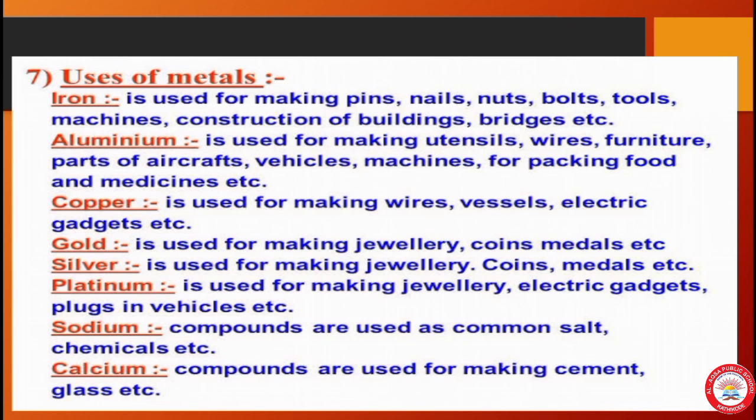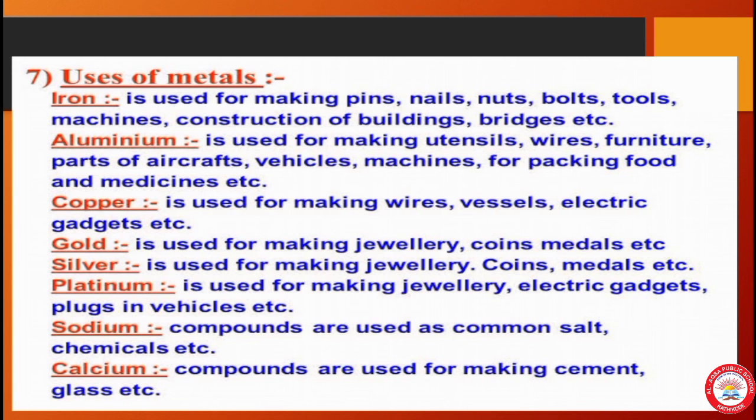The topic we have to discuss is uses of metals. The first metal, iron. Do you know what are the uses of metals? It's very simple, isn't it? It is used for making pins, nails, nuts, bolts, tools, machines, construction of buildings, bridges, etc. Aluminium, it is used for making utensils, wires, furniture, parts of aircrafts, vehicles, machines for packing food and medicines, etc.